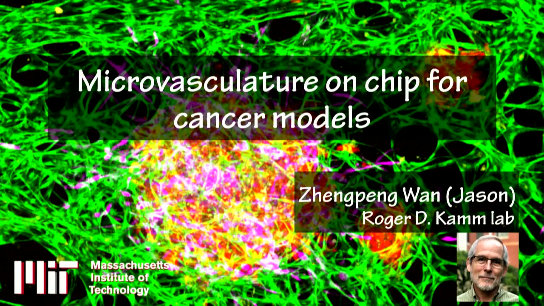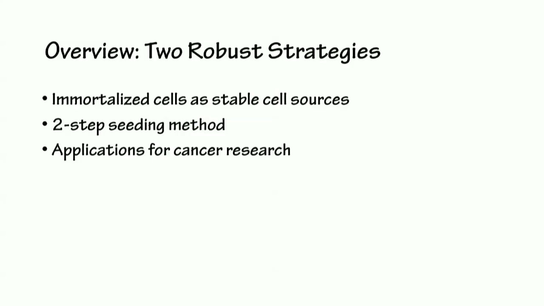So today I'm going to talk about a microvasculature-on-a-chip model for cancer studies. I'm going to talk about two robust strategies. One is about immortalized cells as cell sources. The other is a two-step seeding method that can generate capillary-like perfusable blood vessels and their application for cancer studies.